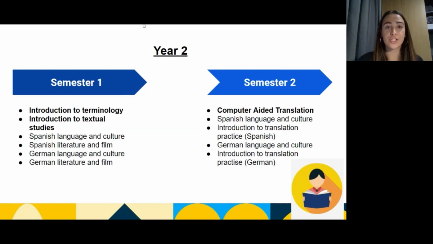In year 2, you have as core modules Introduction to Terminology and Introduction to Textual Studies, and you will continue with the language. For example, Spanish language and culture, and you also have Spanish literature and film, and the same for the other language. In semester 2, you have as a core module computer-aided translation. You will continue with Spanish language and culture, Introduction to Translation Practice again, and then German language and culture, and Introduction to Translation Practice in the given language you pick.